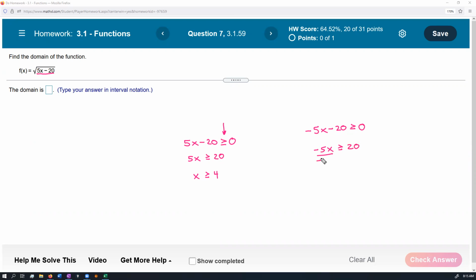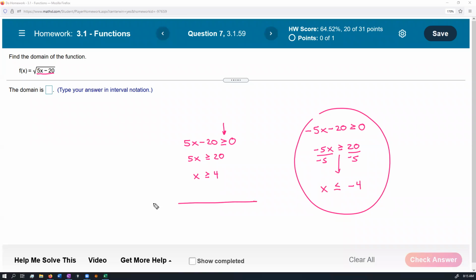And now I divide both sides by -5. When I divide both sides by -5, I'll get x on the left, I'll get -4 on the right, but this has to flip and become this. Okay, just keep that in mind. It's only when you multiply or divide by a negative number on an inequality that you have to do that.